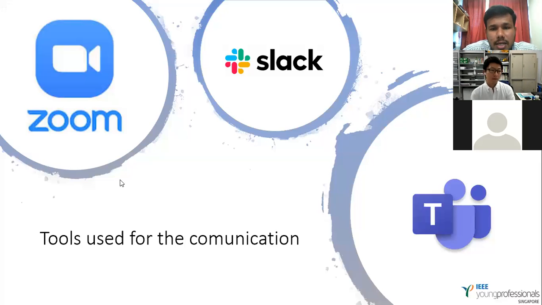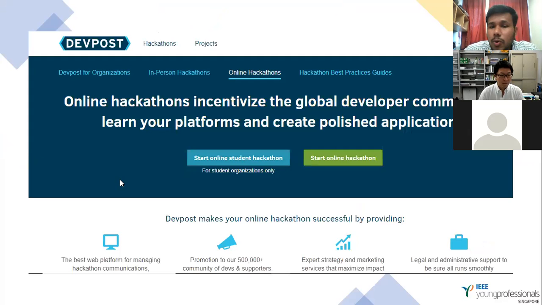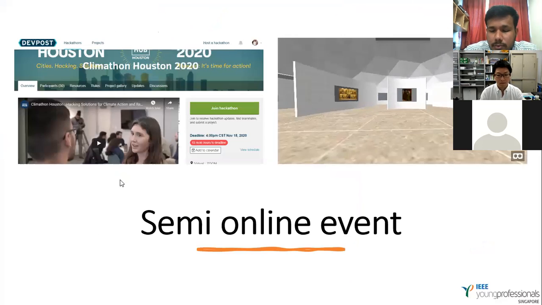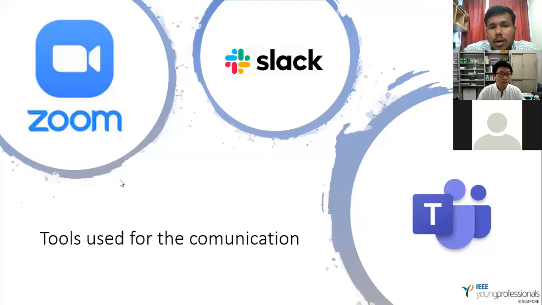So all the submissions can be done in Teams, or if you want to help the participants, all the documents can be kept in Teams groups. So these are the three tools which you can use in organizing a hackathon. If you want to develop a web dashboard, go for DevPost here. It is free of cost. And then you can use Zoom, Teams, or Slack. They are also free of cost. So these things can help you in arranging an online hackathon event.